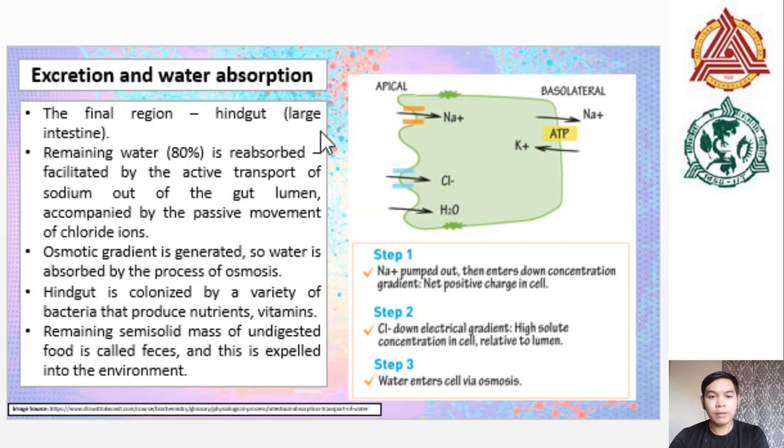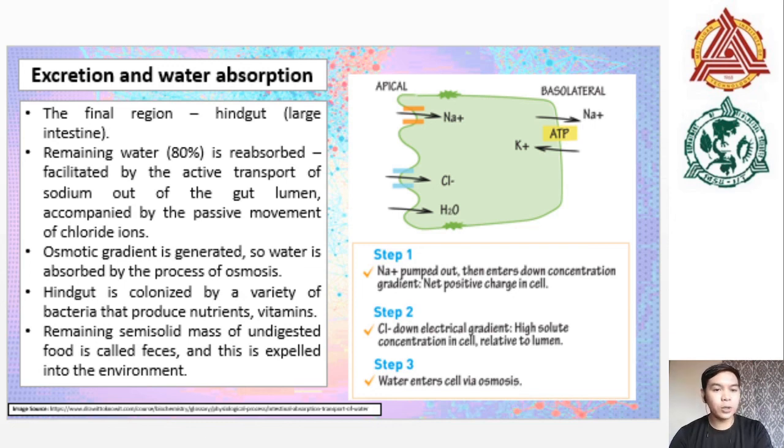The final region of the gastrointestinal system is the hindgut. This comprises the large intestine. The remaining water that is absorbed in the large intestine is facilitated by the active transport of sodium out of the gut lumen. This is accompanied by the passive movement of chloride ions in order to maintain electrical neutrality. This generates an osmotic gradient between the lumen of the hindgut and the cells which line it, so water is absorbed by the process of osmosis.